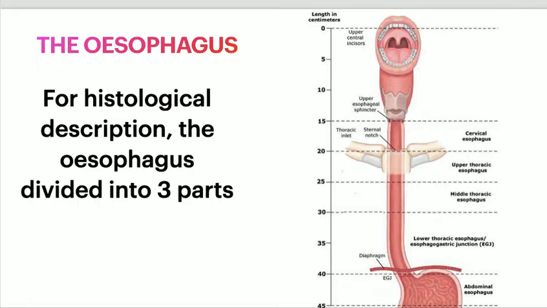Now, for histological description, the esophagus may be divided into three parts. The cervical part, the thoracic esophagus, which is divided into an upper, middle, and a lower thoracic esophagus, and then we have the abdominal esophagus.